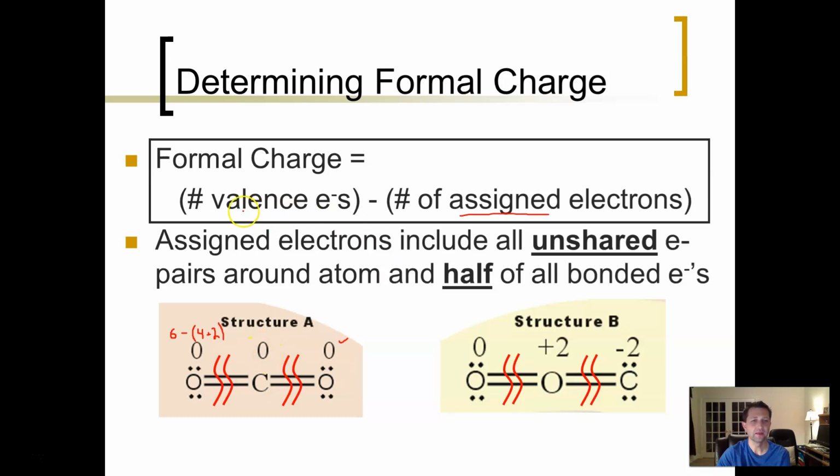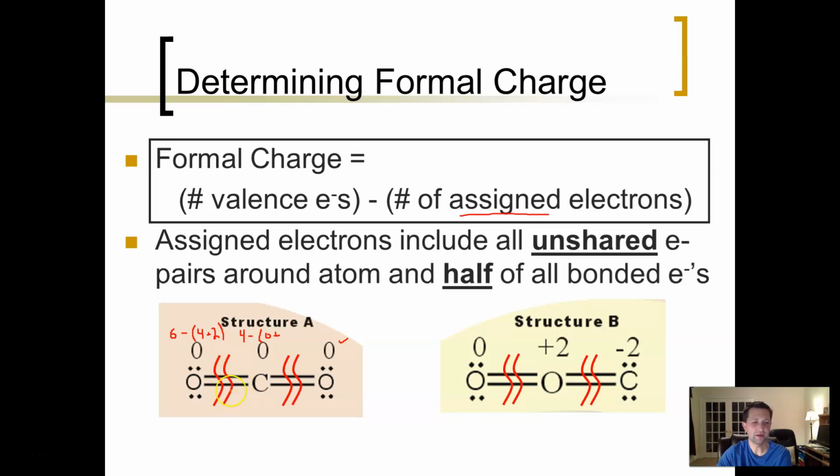Let's see why. Valence electrons, we have 4. We're supposed to have 4. Minus your assigned electrons. So unshared electrons, so lone pairs, I don't see any, so it's 0. Plus half of the bonded electrons. So carbon has 1, 2, 3, 4. It has really 4 bonds on it, right?